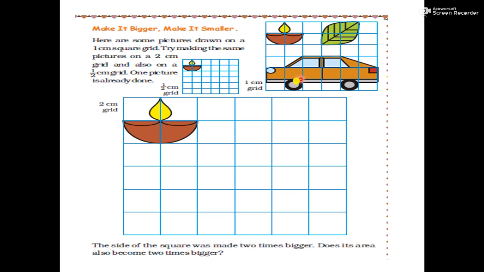Here is 1 centimeter side. Here is 2 centimeter side of 1 square. Okay children, 2 times bigger, right? Does its area also become 2 times bigger? If the side of a square is 1 centimeter and here it is 2 centimeter, it is doubled. We have to find out whether the area will also become 2 times bigger.